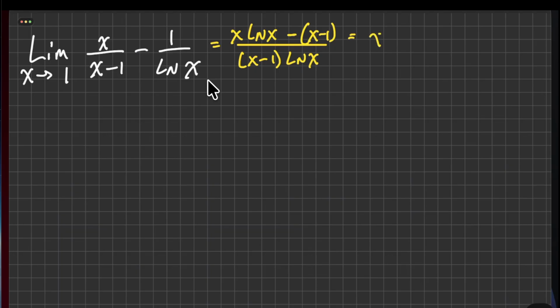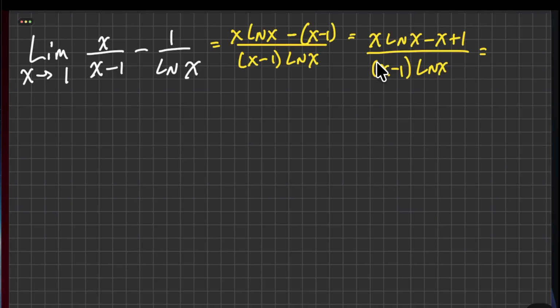Next, we're going to distribute that negative to get x ln of x minus x plus 1 over x minus 1 times ln of x. Okay, if we try to insert 1 here, the natural log of 1 is 0.